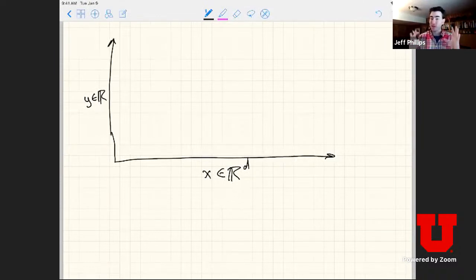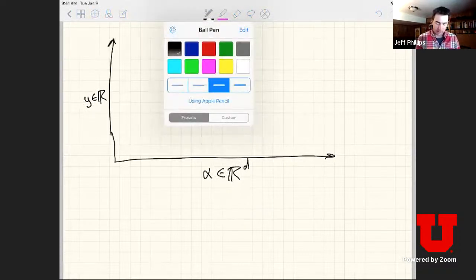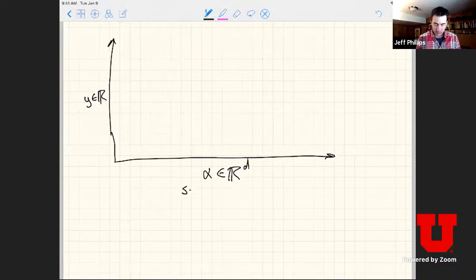with the coordinates x and y, these data points. We're going to draw something different now. We're going to draw a function, and instead of x, we're going to think of alpha as being on the x-axis. It's still like the x-axis, but now this is alpha. This is the space of models.